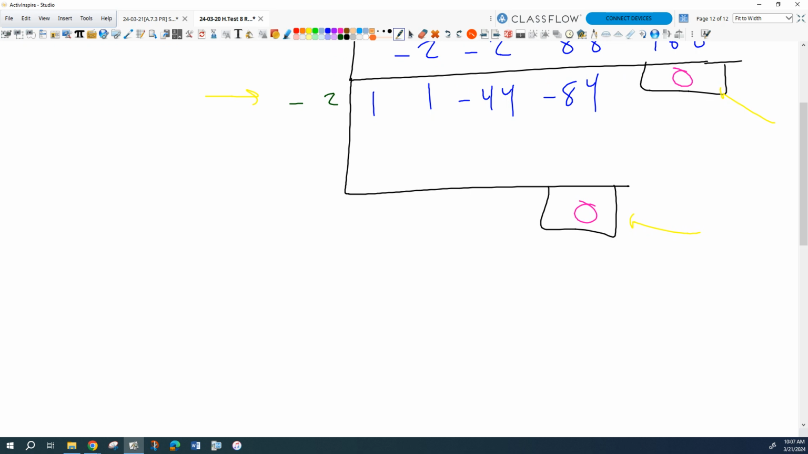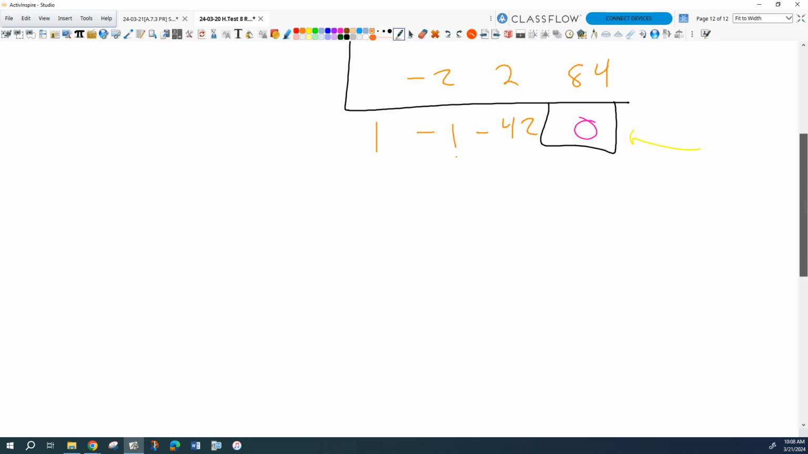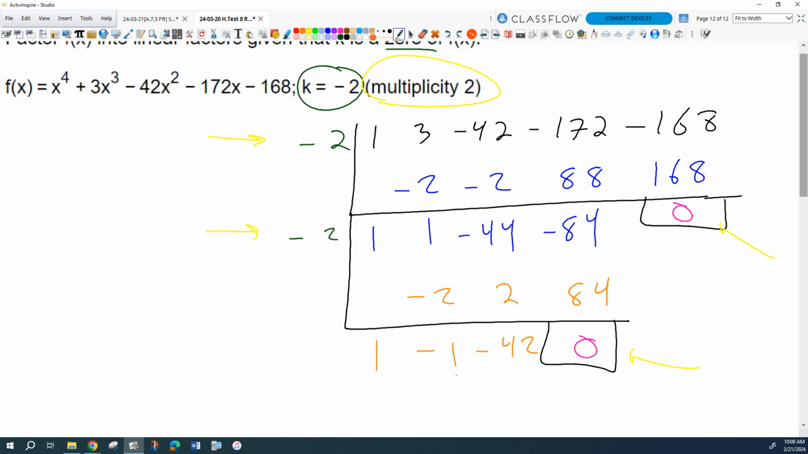Okay, so now what? Bring down the 1. -2, -1, 2, -42. 8 more. So we got it. And then what's that tell us? Okay, so that tells us that our original f of x equals, what does this part tell us? X plus 2, X plus 2 squared.